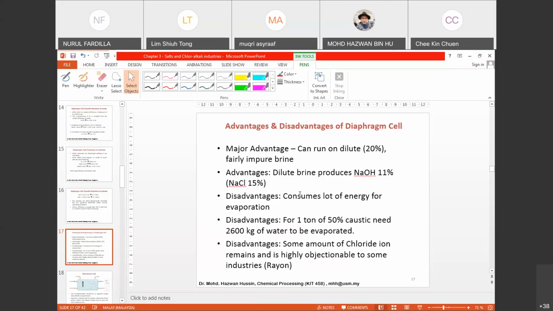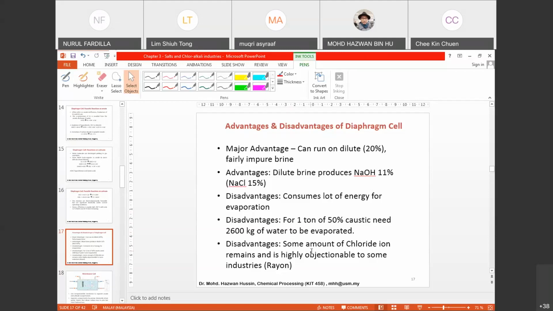The first disadvantage is that it consumes lots of energy for evaporation. Other disadvantages: for 1 ton of 50% caustic soda, it needs around 2.6 tons, or 2,600 kilos, of water to be evaporated. So it's quite huge, even with a very low amount. If you want to produce 1,000 kilos or 1 ton, you need to remove almost 3 times of water.